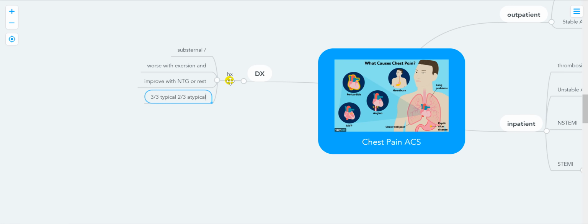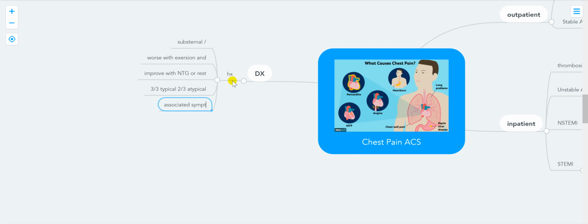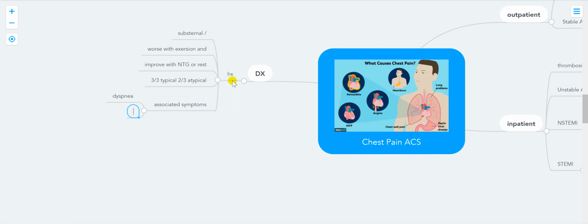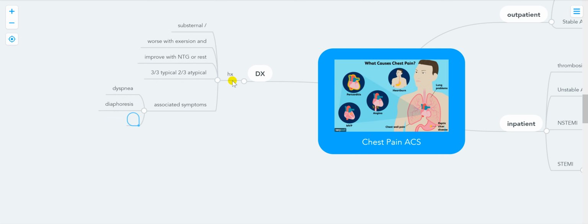So that's the thing. What are the other things? Associated symptoms like nausea, vomiting, diaphoresis. Could be dyspnea, shortness of breath. Abdominal pain, which could be epigastric pain, could be presyncope. Let's focus on the most common ones: dyspnea, diaphoresis, and presyncope. These are the three important ones.